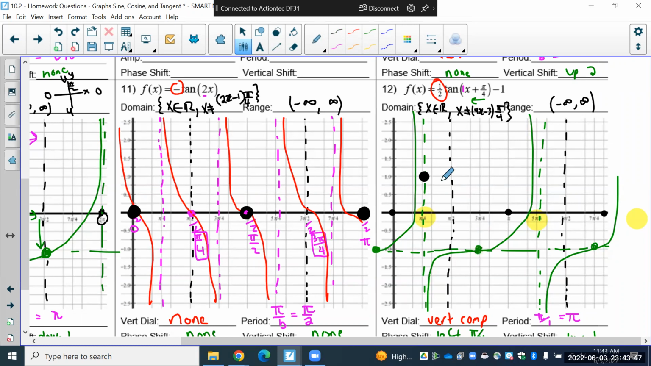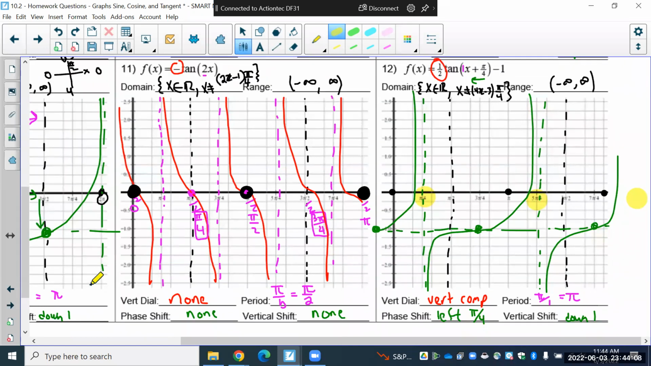So make sure that you say that the 1/2 creates a vertical compression and draw it wider, and then you can move it left pi over 4 and down 1. But now look at what's happening here. When I look at these numbers, I have an asymptote at pi over 4. I skip 3 pi over 4, and then I go to 5 pi over 4. I skip 7 pi over 4, and then I go to 9 pi over 4. And that's every other odd.